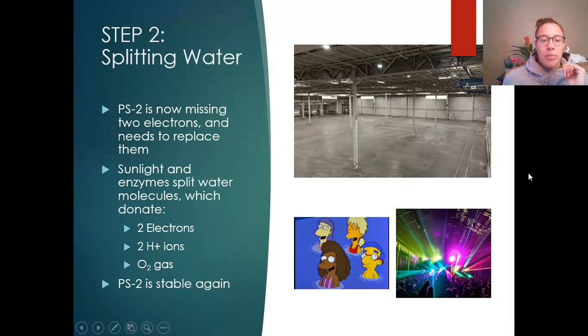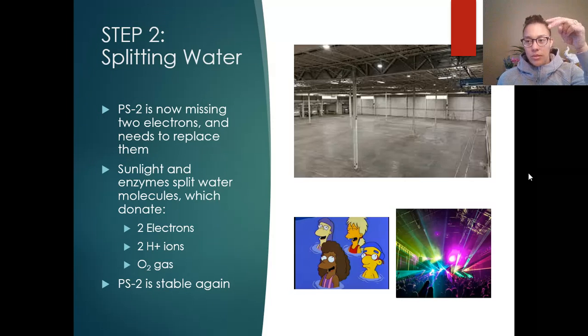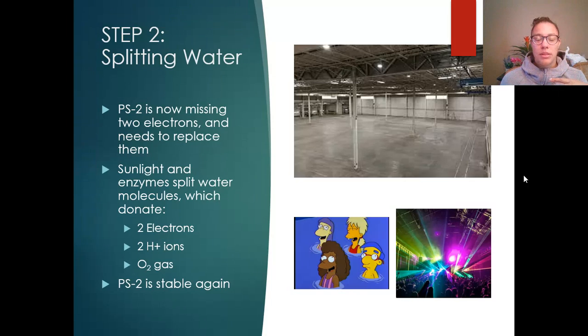So our next step: those two electrons were excited, bounced out, and had to leave to the electron transport chain. So now we have to replace those two electrons. In order to do that, we need, again, sunlight to pop in and split up that water molecule, which was our reactant entering that photosystem. It's going to split that water molecule and release a couple things: the two new electrons to replace the ones that were lost.